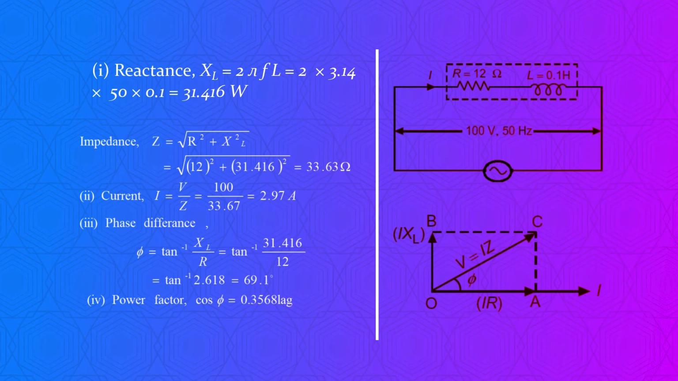Now you also have to calculate the value of the power factor. How can you write the power factor? Power factor can be written as cos phi. You have already calculated the phase difference, that is phi. So just put the value of phi in cos phi, and it comes 0.3568, which is lagging in nature.